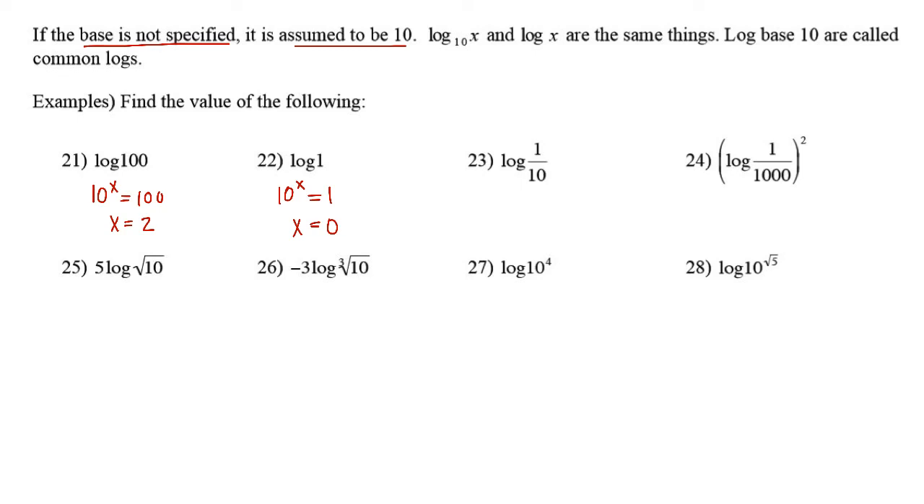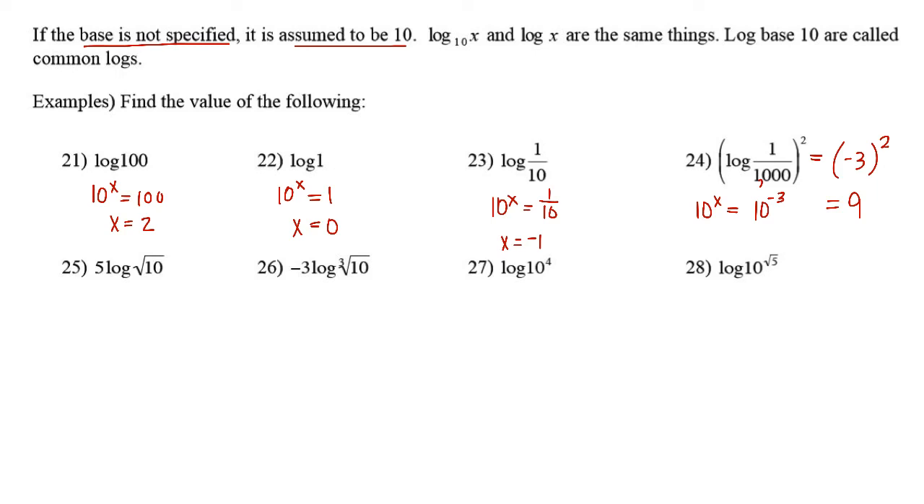And for 23, again, continuing on, 10 to what power gives me 1/10, and hopefully we see that is -1. And for 24, again, same idea, 10 to what power gives me, well, if we flip over that 1,000, I believe that's going to be 10 to the -3. So everything inside that parentheses reduces down to be -3, but then we need to square it, and -3 squared is +9.